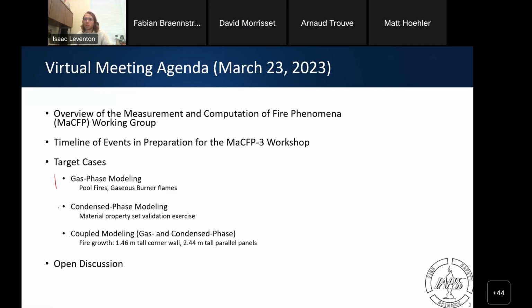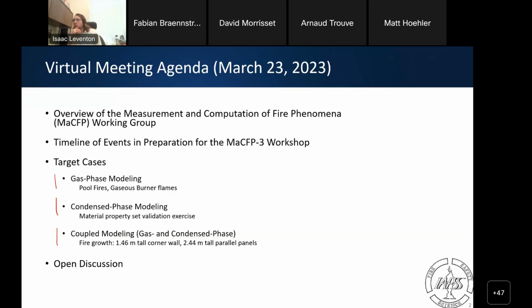We have 2 in the gas phase, an extension of the solid phase modeling from MaCFP2, and our first ever coupled gas phase, solid phase fire growth simulations that look at fire growth over the MaCFP solid phase material. We have organized a lot of time for open discussion, as we always do in our workshops. We want to make sure the community can share their questions and provide us with the feedback that we'd like to keep this moving.